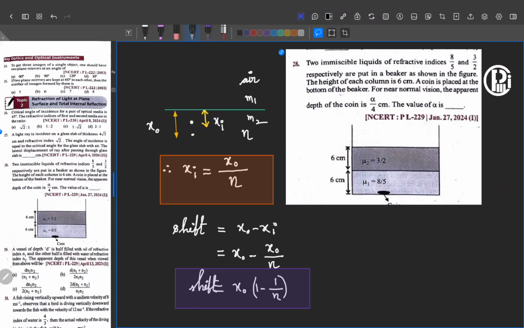So that was question number 28. The question is: there are two immiscible liquids of refractive index 8/5 and 3/2 respectively, put in a beaker as shown in the figure. The height of each column is 6 centimeters. A coin is placed at the bottom of the beaker. For near normal vision, the apparent depth of the coin is alpha by 4 centimeter. The value of alpha is.